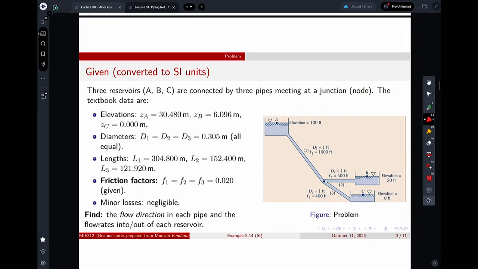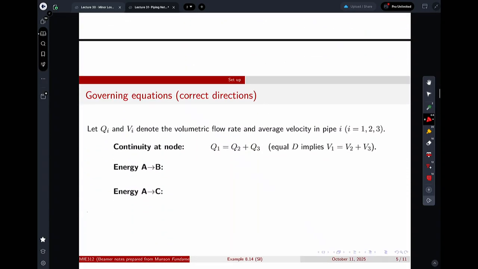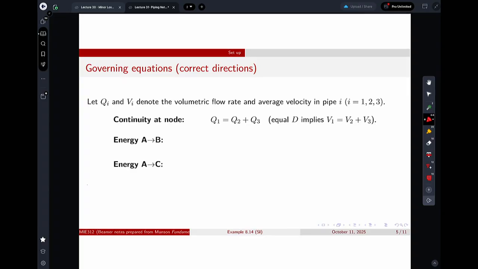Normally I would just say, hey, it's all going to come out here, it's going to come out here, and it's all going to end up in here. But the reality is that it comes into both. But in order to make my life a little bit easier, I'm going to start with that and say that Q1 equals Q2 plus Q3.